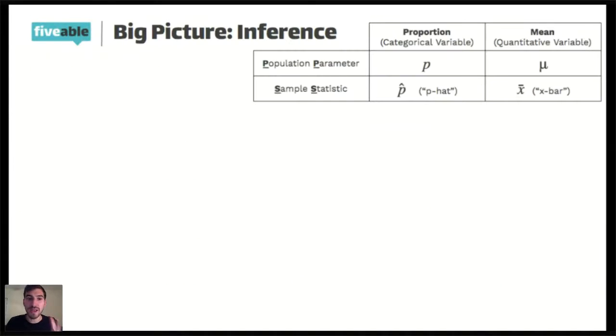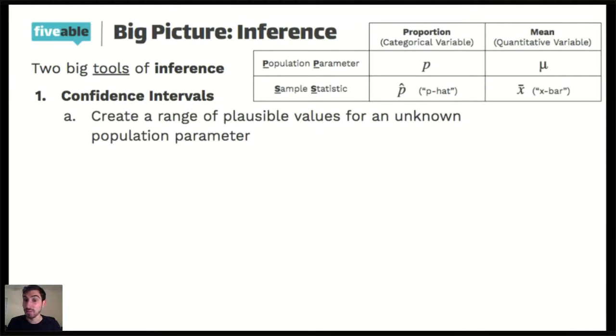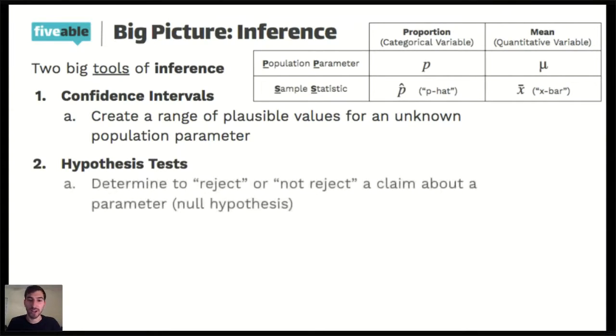There are two main tools of inference. When you get to the free response section, you're guaranteed to see each of these at least once in the 6 questions. The first is a confidence interval, which is a way to create a range of what are called plausible values for an unknown parameter. So come up with a good set of guesses for what the population proportion or population mean is. You can also run a hypothesis test, which is when someone tells you what p or mu is, and you have to take a sample to decide whether or not you agree with them, whether you're going to reject or not reject that null hypothesis, or that claim about the parameter.